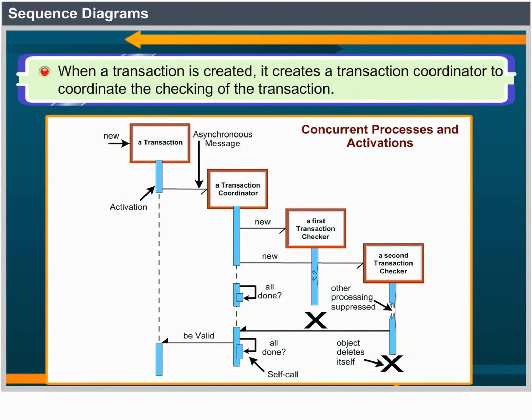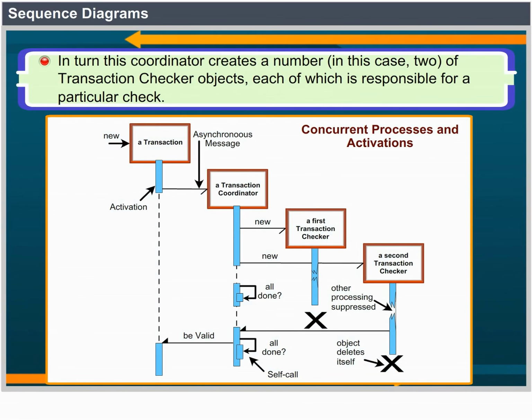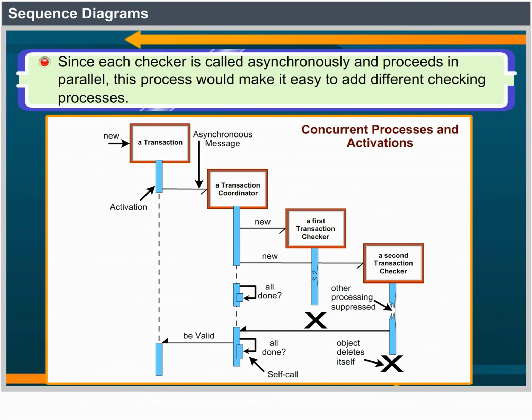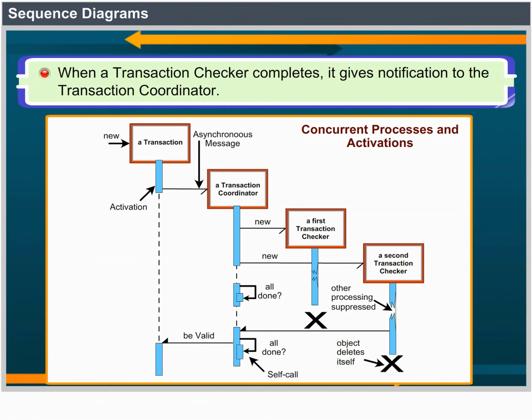When a transaction is created, it creates a transaction coordinator to coordinate the checking of the transaction. In turn, the coordinator creates a number of transaction checker objects, each of which is responsible for a particular check. Since each checker is called asynchronously and proceeds in parallel, this process would make it easy to add different checking processes. When a transaction checker completes, it gives notification to the transaction coordinator.